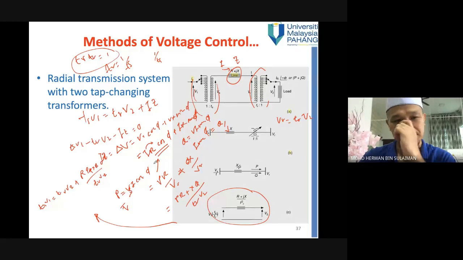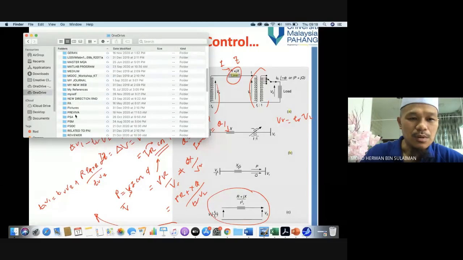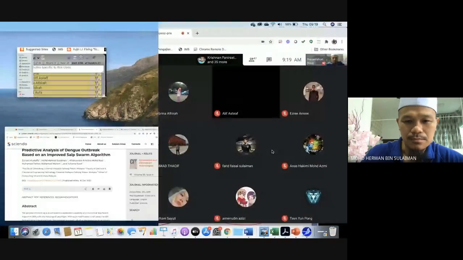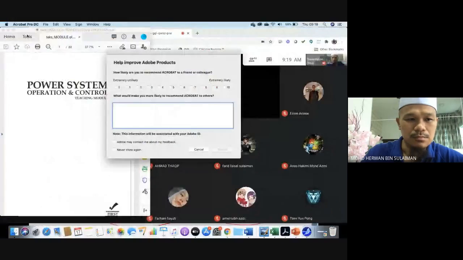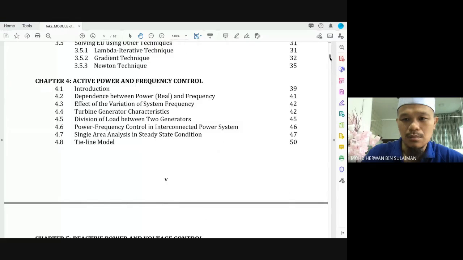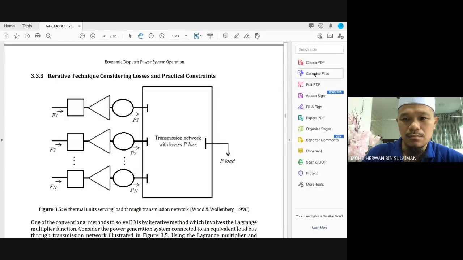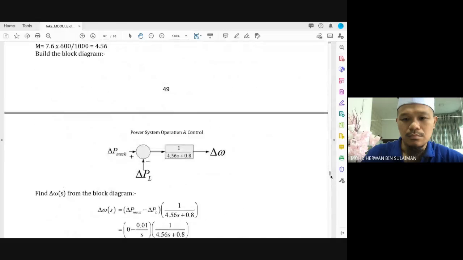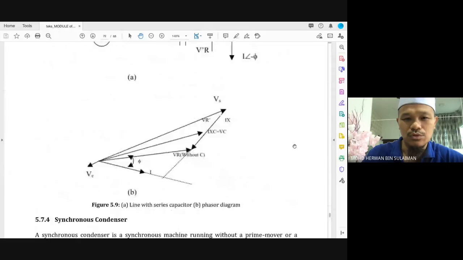So this is the example. You can refer to the module.